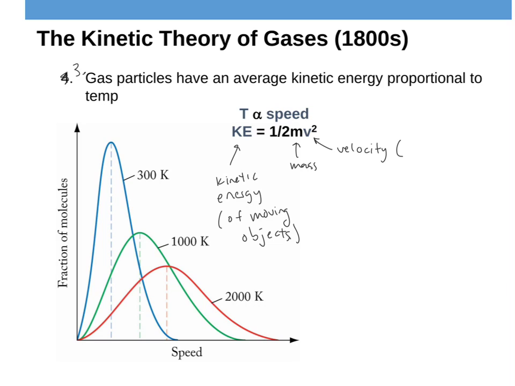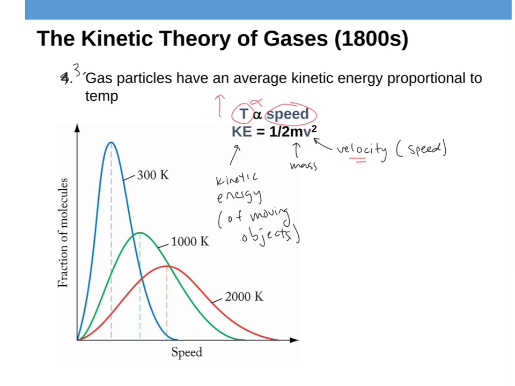The velocity squared. Velocity is just speed with a direction, if you haven't had any physics before, but it's kind of equivalent for us to speed. It's just speed in a direction, but it's basically speed. So what this is saying is that the kinetic energy, which is basically an approximation for temperature, is proportional to the speed, or in other words, the velocity.